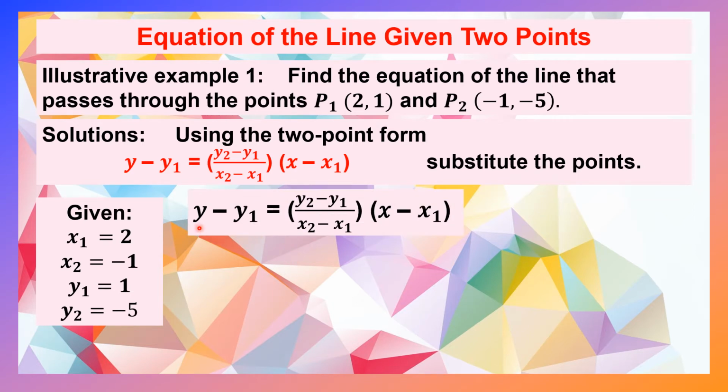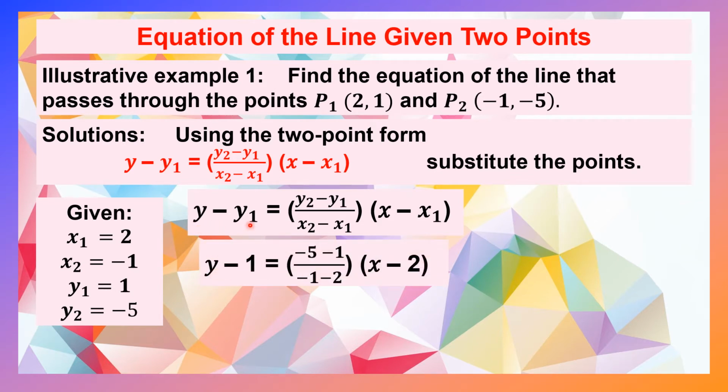So, yung y is still y. So, copy natin yung y minus. Then, yung y sub 1 natin ay palitan na natin ng 1. Then, copy the equal sign. Then, yung y sub 2 natin ay negative 5. Minus, yung y sub 1 natin ay positive 1. All over, yung x sub 2 natin ay negative 1. Then, minus, yung x sub 1 natin ay 2. Times the quantity x minus yung x sub 1 natin ay positive 2.